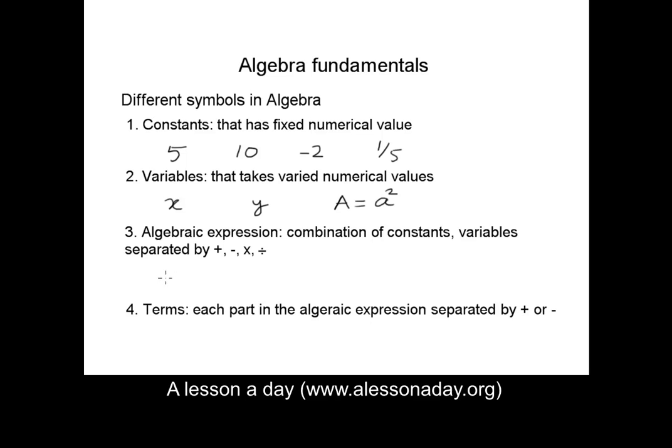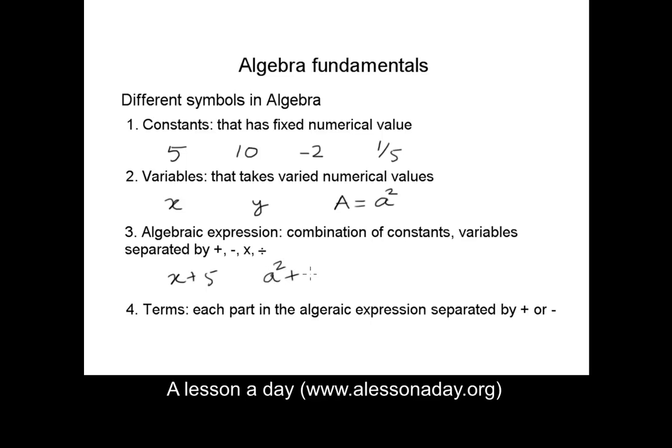The next one is algebraic expression. Algebraic expression is one which is a combination of both constants and the variables, and they are separated by these symbols: addition, subtraction, multiplication, and division. Let's write in examples for the algebraic expressions. X plus 5, that's an expression where x is a variable and 5 is a constant.